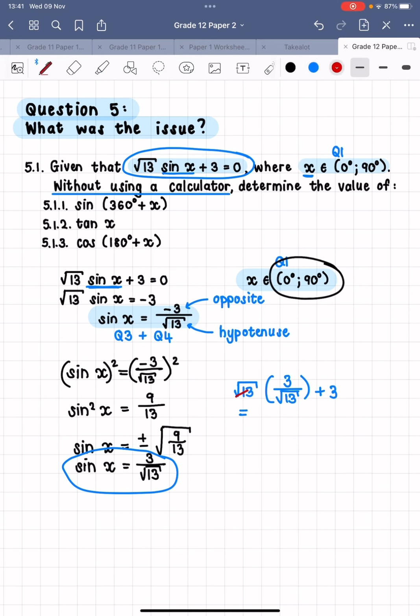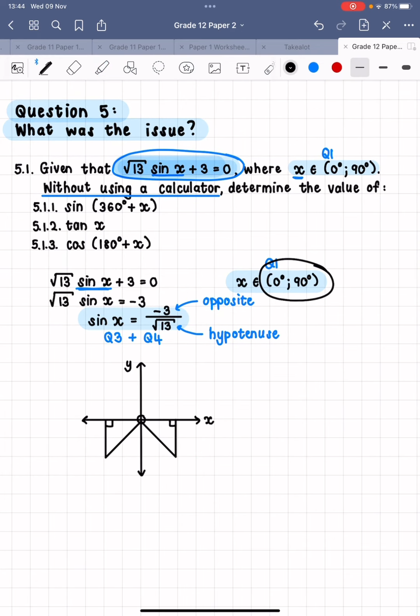Well, these square roots are going to cancel out. I'm going to be left with 3 plus 3, which is 6. And that is not what they told us in the given information, guys. I'm meant to get a 0, not a 6. So even if you try some kind of creative way of changing your negative fraction into a positive fraction, it does not satisfy the given information.